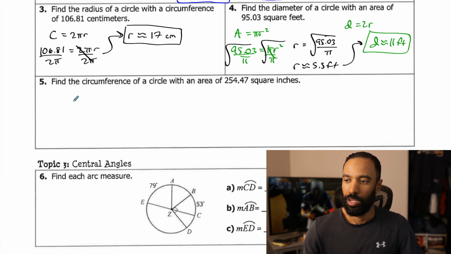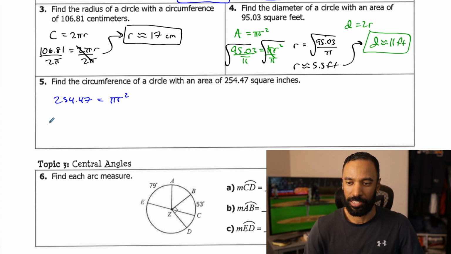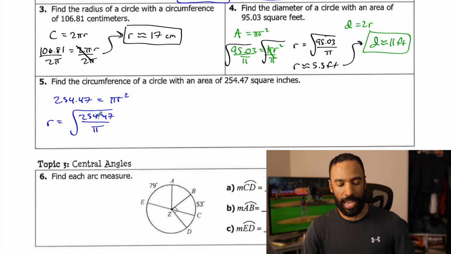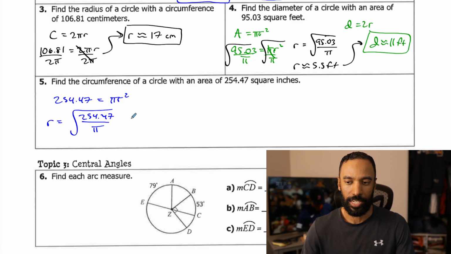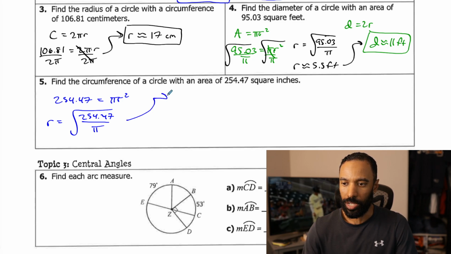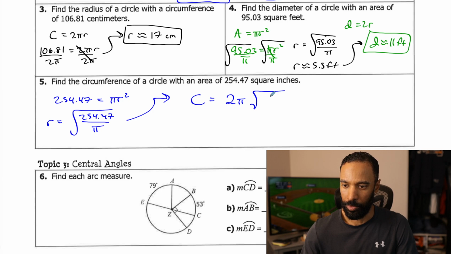Let's say 254.47 equals pi r squared. If you saw what we did last time, we did take the square root of this divided by pi. So I'm going to keep that going like that. Let's just leave it exactly like that. Let's not round yet. Let's go straight into that and say circumference is 2 pi times this radius. So circumference is 2 pi times that number, square root of 254.47 over pi.